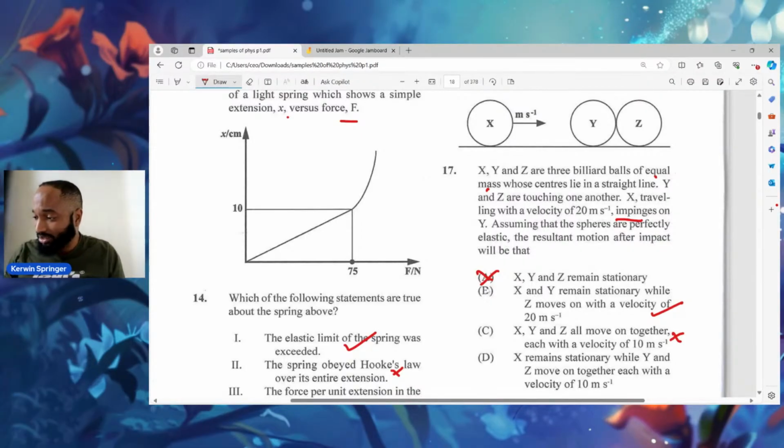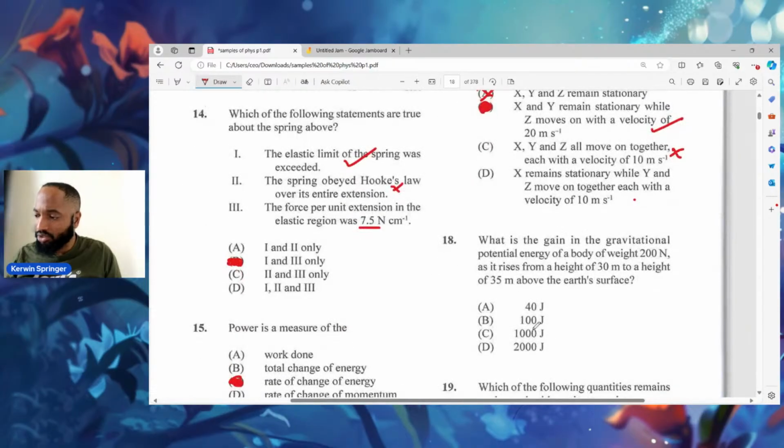B is the answer. So this is an example of Newton's cradle. Once you look it up. Now this one, the momentum is conserved, but this doesn't happen. This one doesn't happen. So this was a little tricky question.